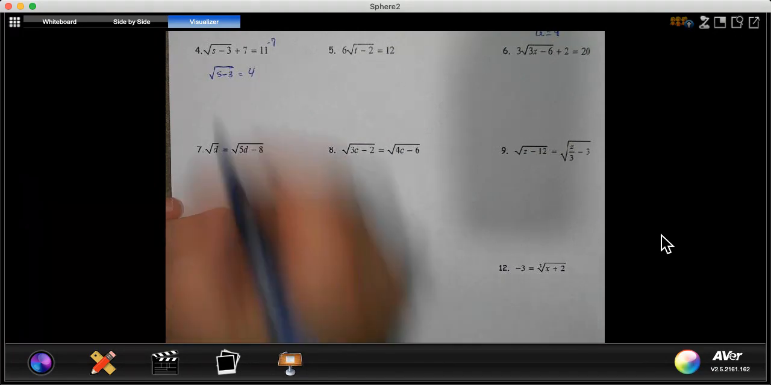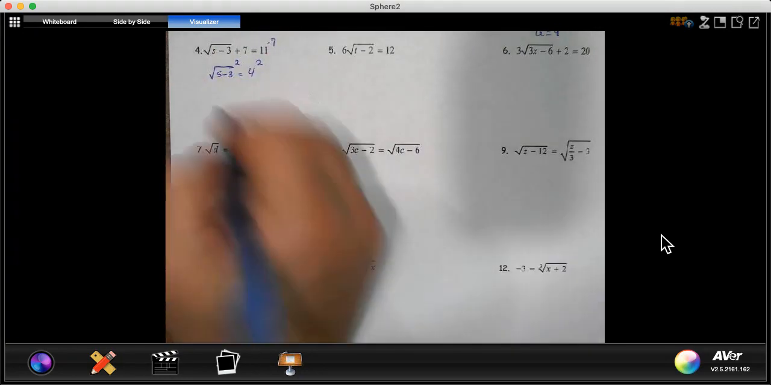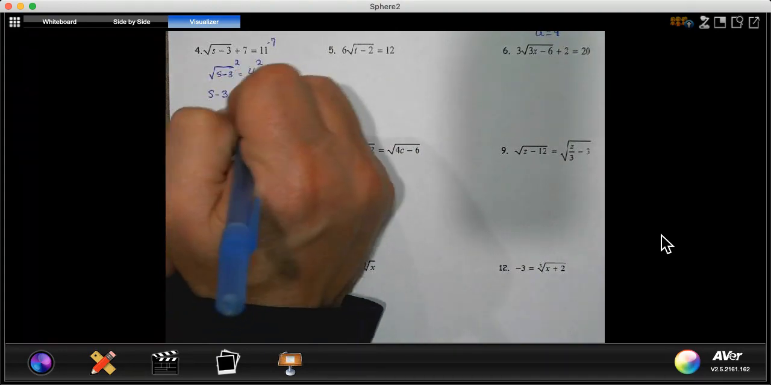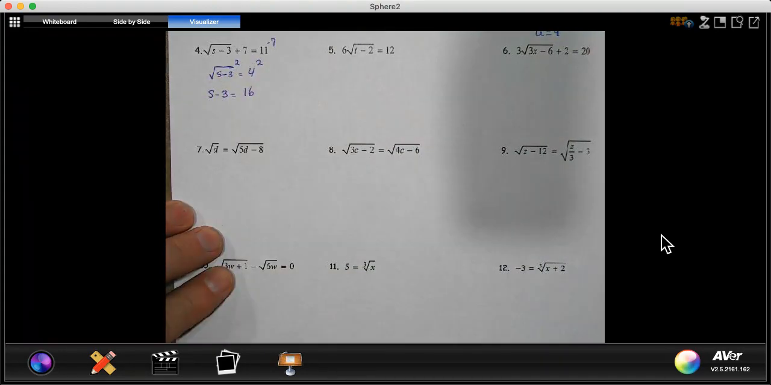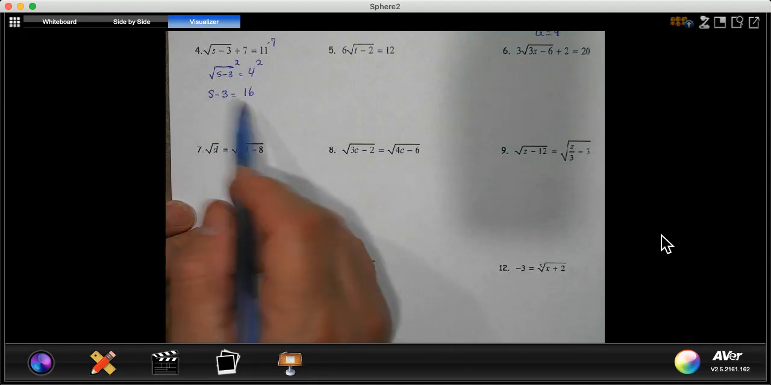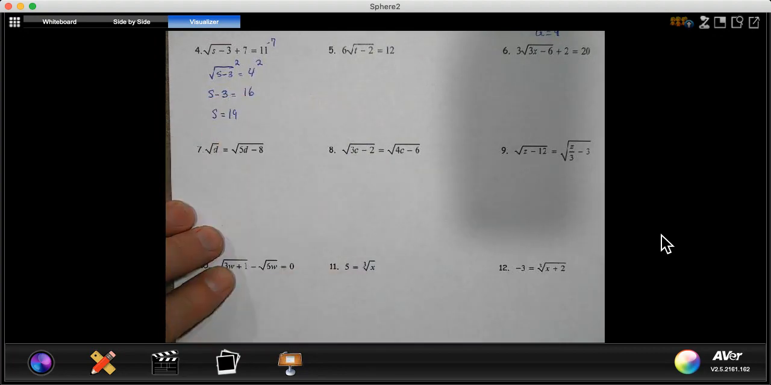So now that the root's all by itself, you can square it. So we're going to square both sides. So we're left with s minus 3 is equal to 16 because 4 squared is 16. Now we start over again, the order of operations. Anything added or subtracted goes next. So I'm going to add 3 to both sides, and that gives me an s value of 19.